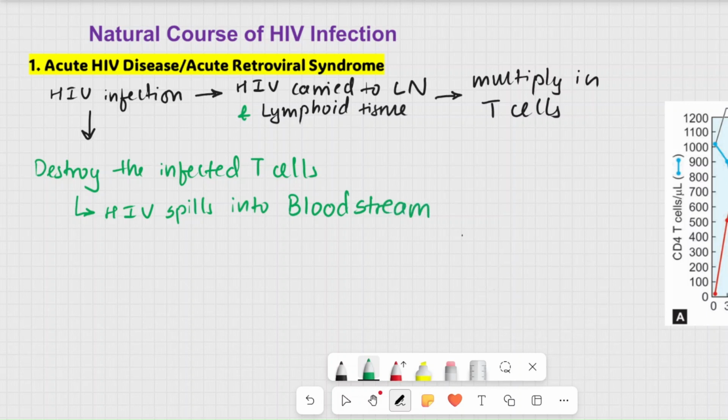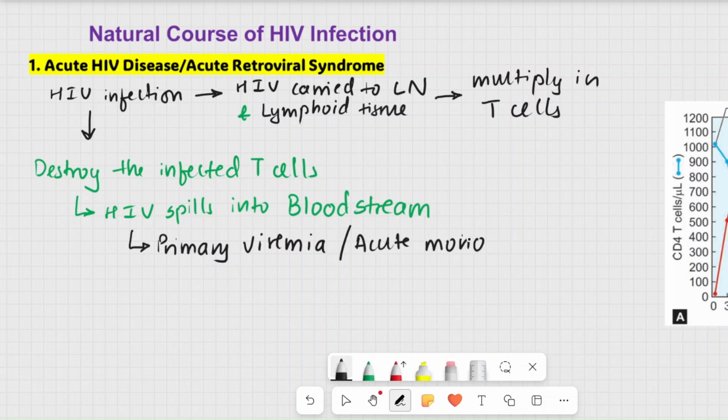Virus inside the blood, and this is what is called as your primary viremia. This condition is what is called as your primary viremia. Okay, that means we are having the virus inside the blood, and this condition is also resembling acute mononucleosis. Therefore, it is called as your acute mononucleosis like syndrome.